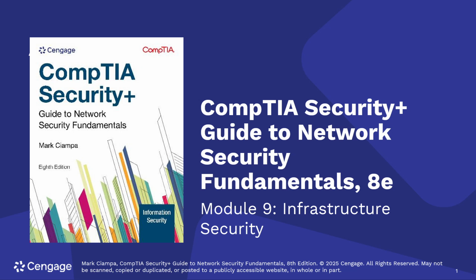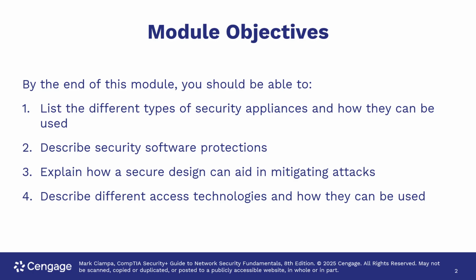This is the textbook that we're using for our information assurance class. Today we're going to be talking about Module 9 or Chapter 9, Infrastructure Security. The goal for this module, you should be able to list the different types of security applications and how they can be used, describe security software protections, explain how a security design can aid in mitigating attacks, that means to help prevent them, and describe different access technologies and how they can be used.